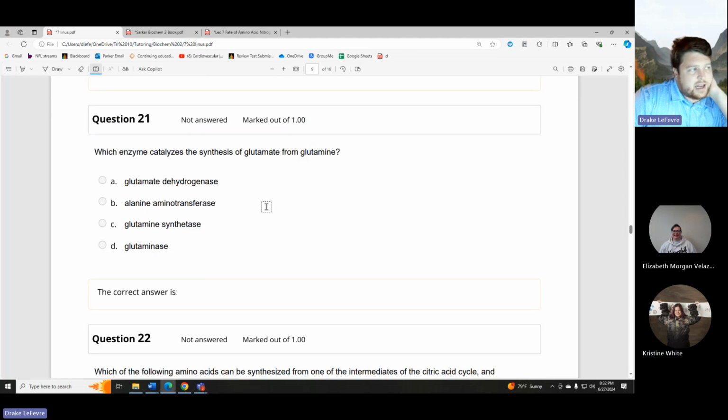Which enzyme catalyzes the synthesis of glutamate from glutamine? This one we haven't mentioned or talked about yet. This one is called glutaminase, and that's its job: to take the glutamine and turn it into glutamate.